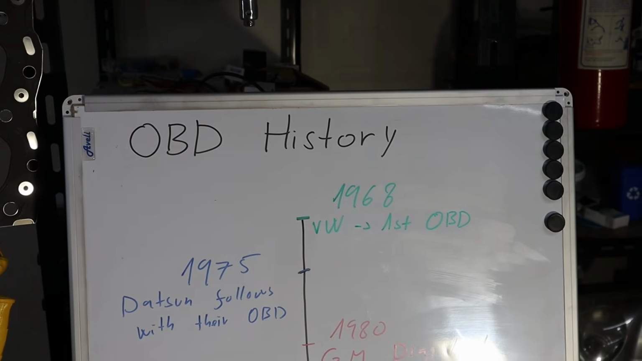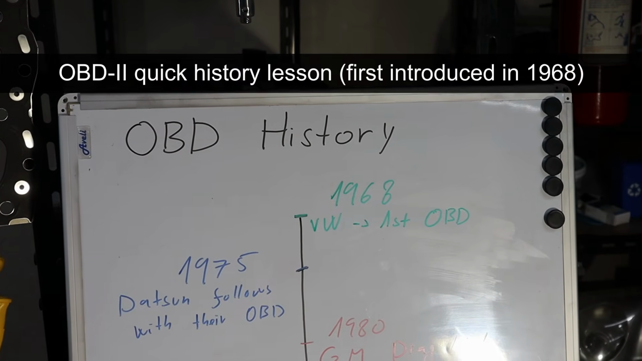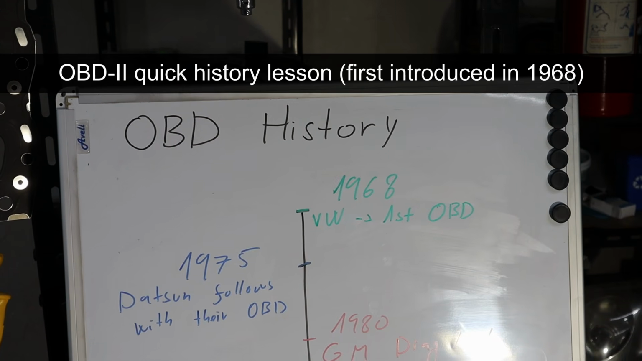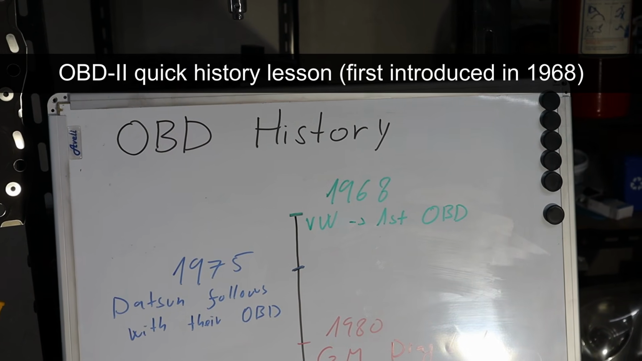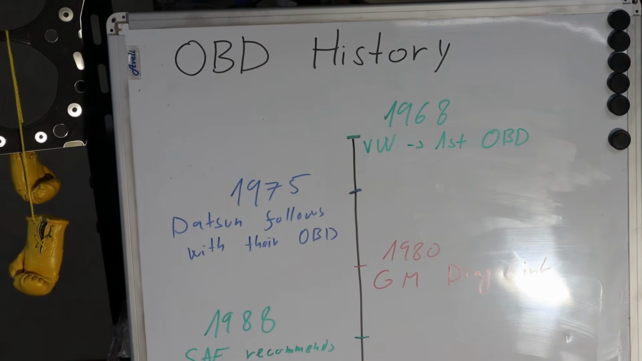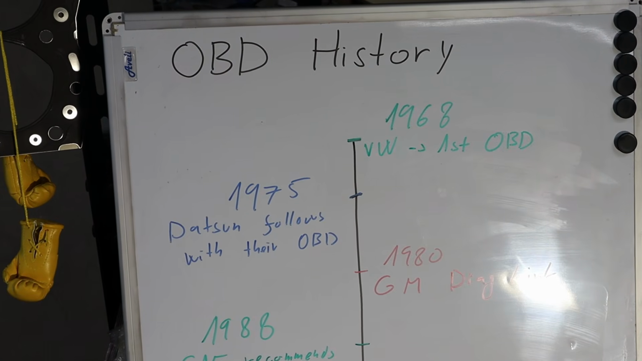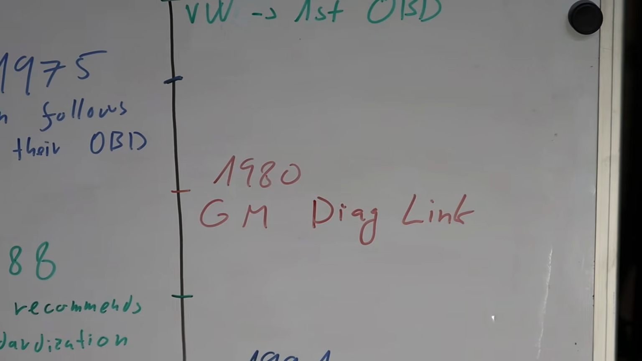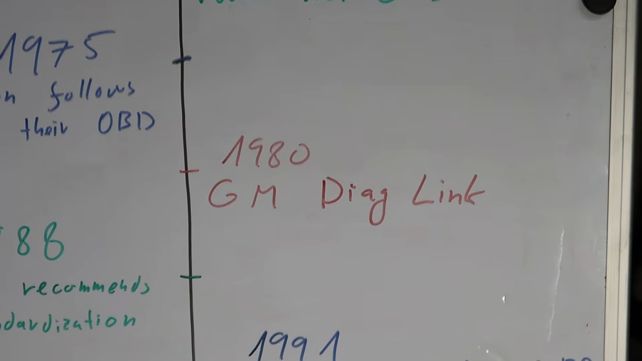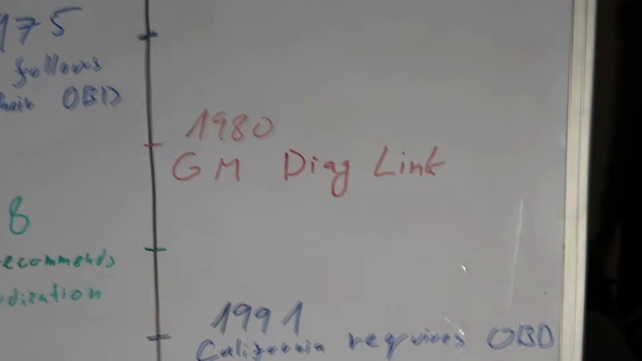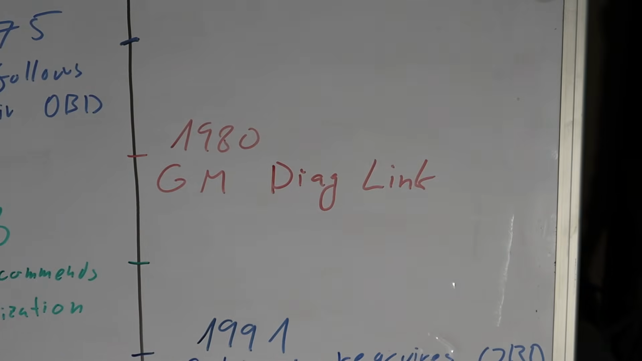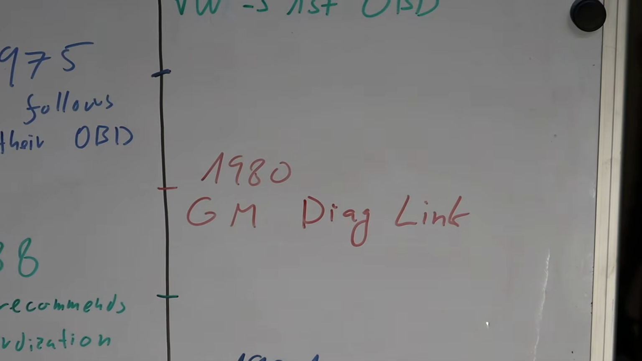Now briefly about OBD history, it starts in 1968 when the first OBD system was introduced by Volkswagen. Soon in 1975 Datsun follows with their system. In 1980 GM introduces the DiagLink. That was their implementation of OBD across all their dealerships, so they could communicate with the cars of their customers.